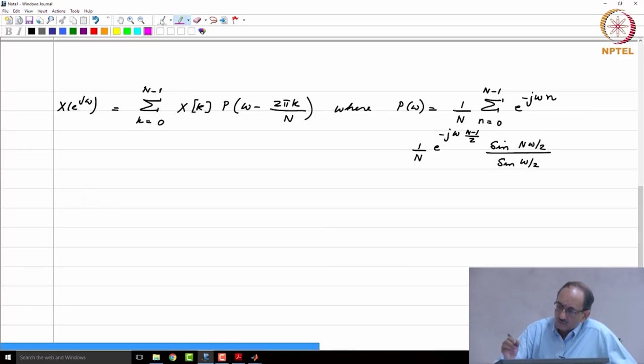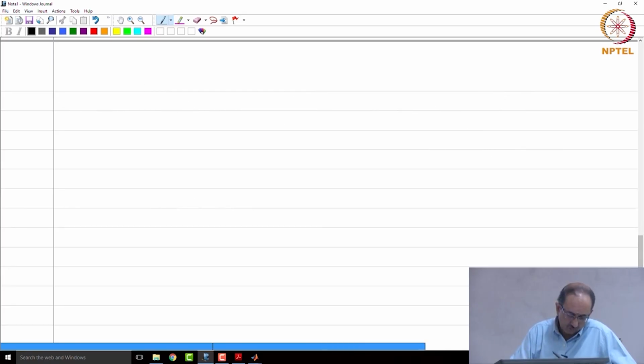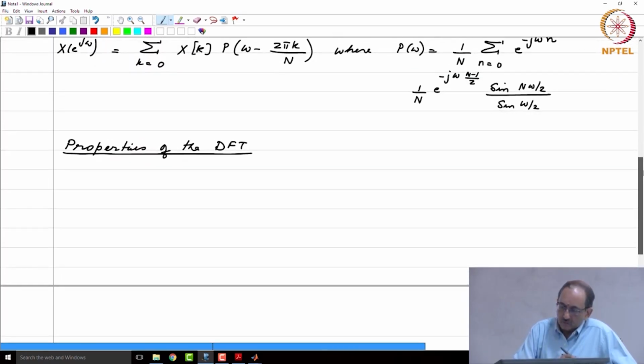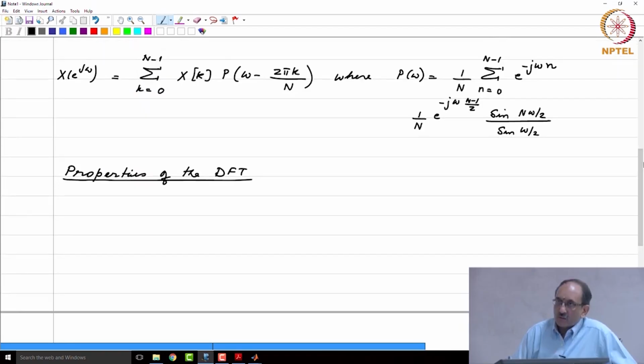Now we can look at the properties of the DFT. So these are very simple. Once you know the properties of the DTFT, properties of the DFT are very similar. Some of the differences we will point out if there are any differences.